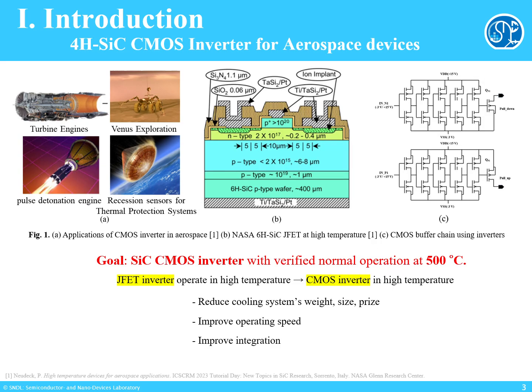Let me start by giving some background. NASA has already shown that SiC JFET inverters can work at 500 degrees even in missions like Venus landers. But JFET circuits are limited because they cannot scale well. That is why we focus on CMOS. 4H-SiC CMOS inverters combine thermal resilience with higher integration and faster signal processing. Our goal is to prove stable CMOS inverter operation at 500 degrees by minimizing short-channel effects. This can lay the foundation for future high-temperature aerospace electronics.